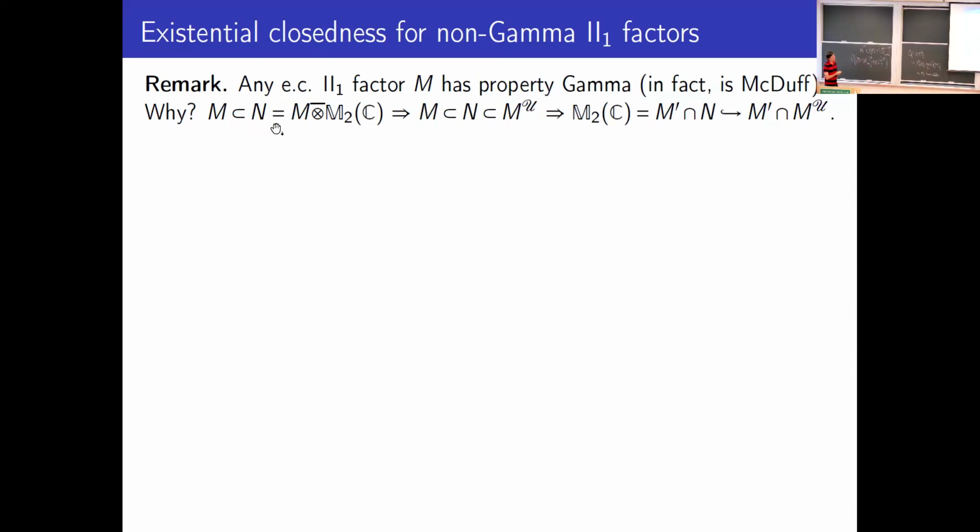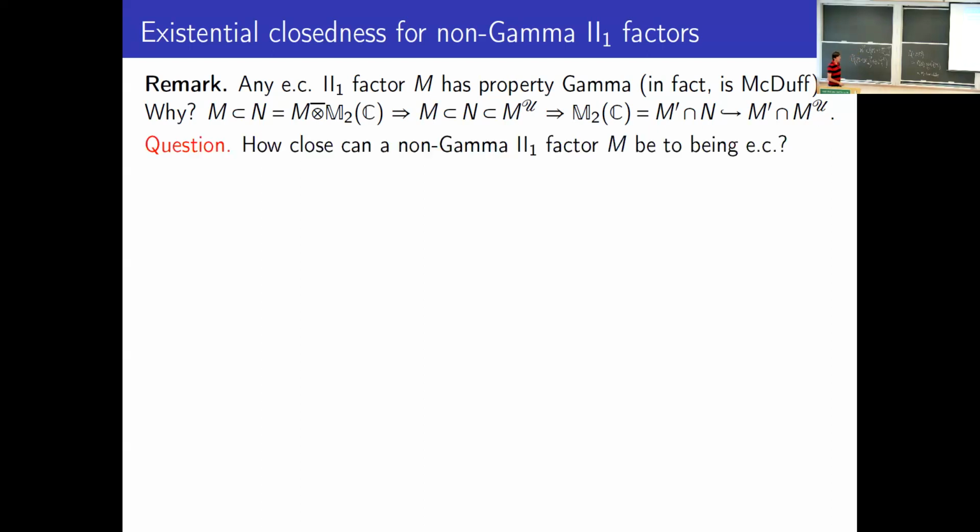So take M and embed it into N, which is M tensor 2x2 matrices. If M is existentially closed, then we know that N can be realized in the ultraproduct. Therefore the 2x2 matrices, which is the relative commutant of M inside N, can be embedded in the relative commutant of M in its ultraproduct. So in particular, the relative commutant of M in its ultraproduct is non-commutative, which is to say that M is McDuff, and in particular has property gamma.